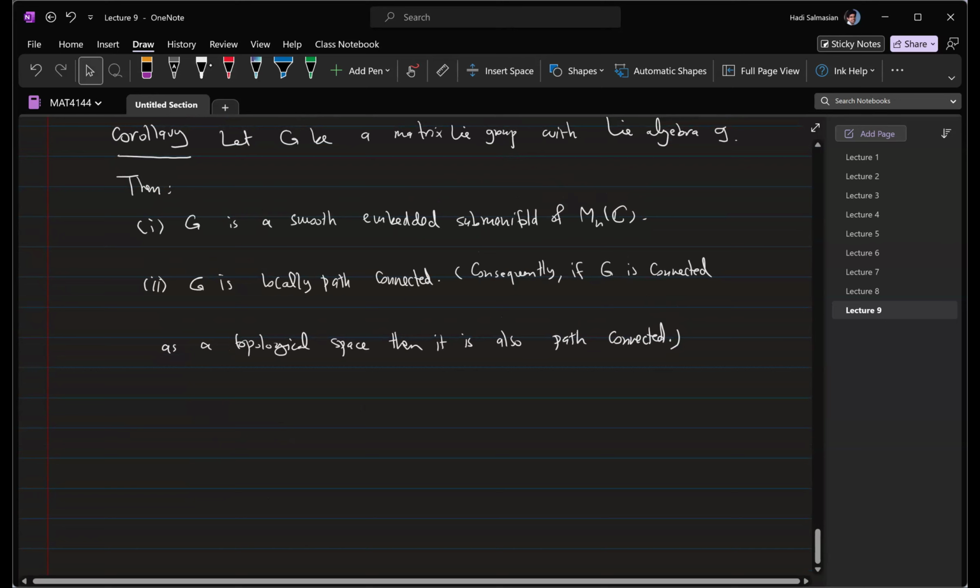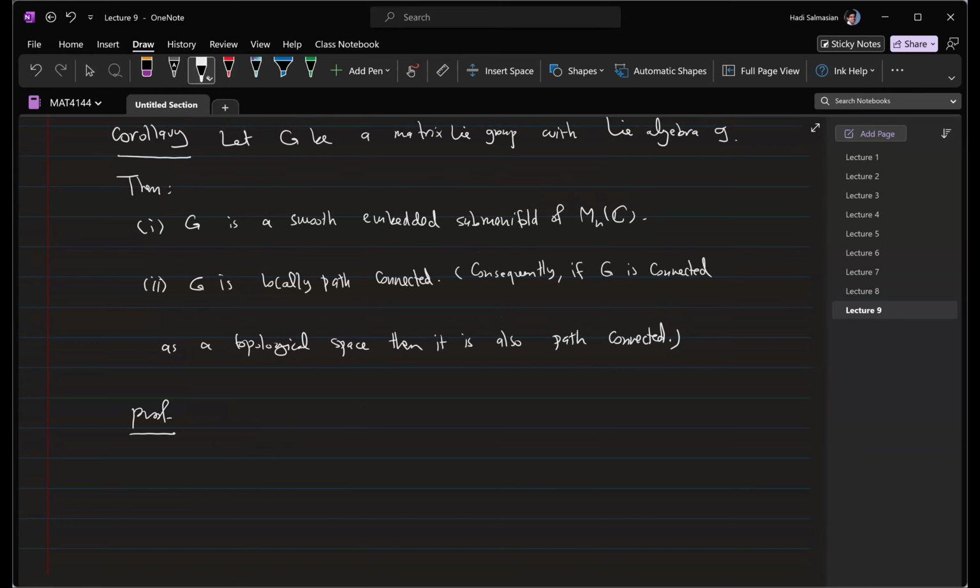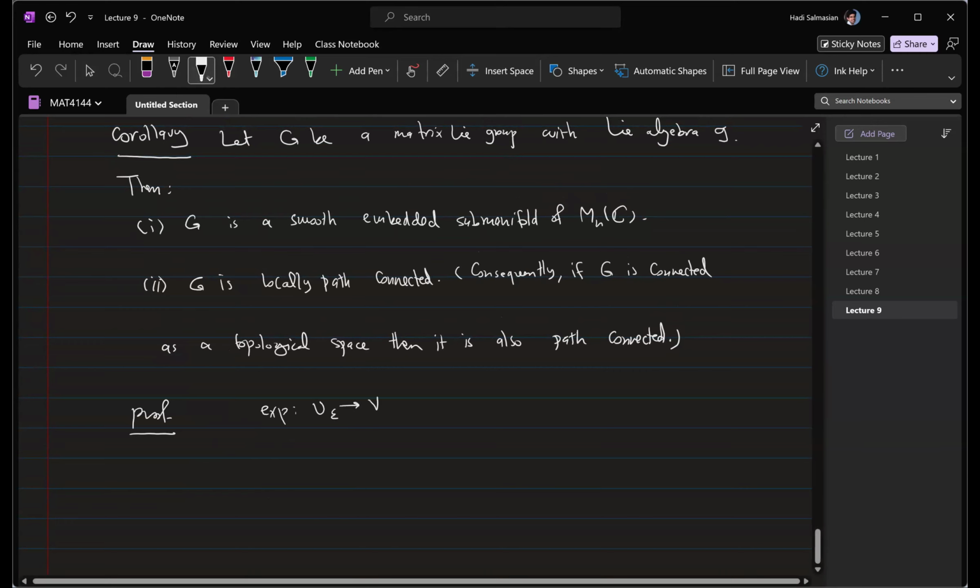So, all right. So now, what about 1? Why is G a smooth submanifold? Well, the charts are given by the exponential map. Okay. So first, the chart at the identity is x, U epsilon to V epsilon intersect G.